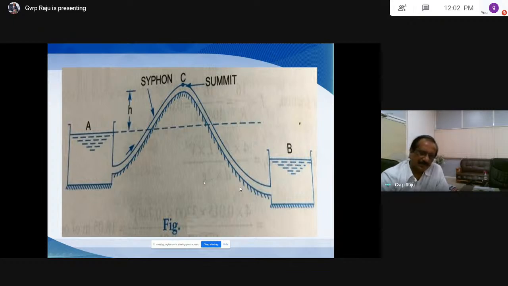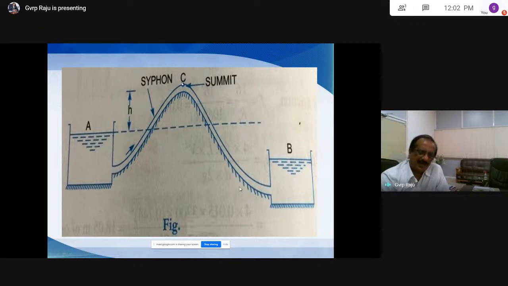As there is an elevation here, as there is an obstruction here, you can run a pipeline around the obstruction so that it carries water from A to B. So we have to use a bent pipe which carries water from A to B. This is A here and this is B here, reservoir A and B.